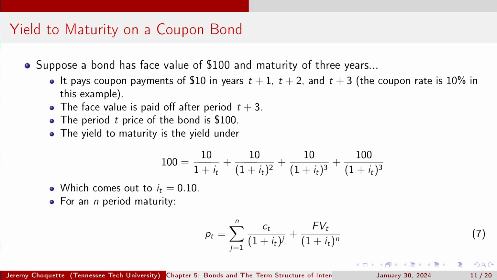Now, for an n period maturity, you'd have the price being equal to the sum of these cash flows over 1 plus I to the power of j, as j goes from period 1 to n, plus at the end, in the last period, the face value gets repaid.